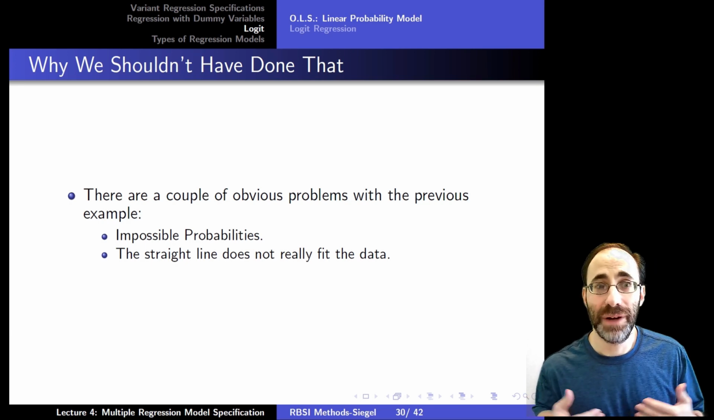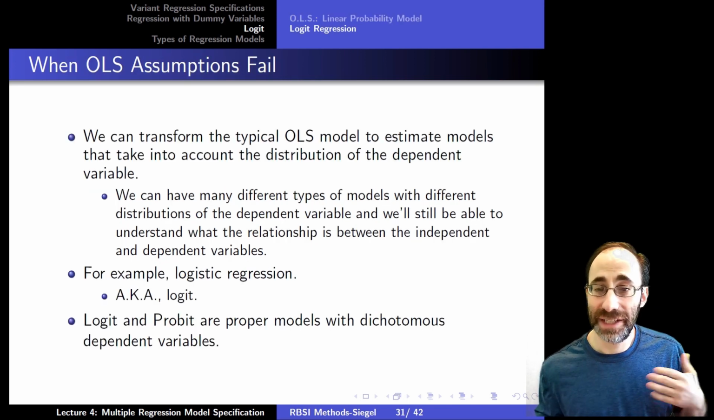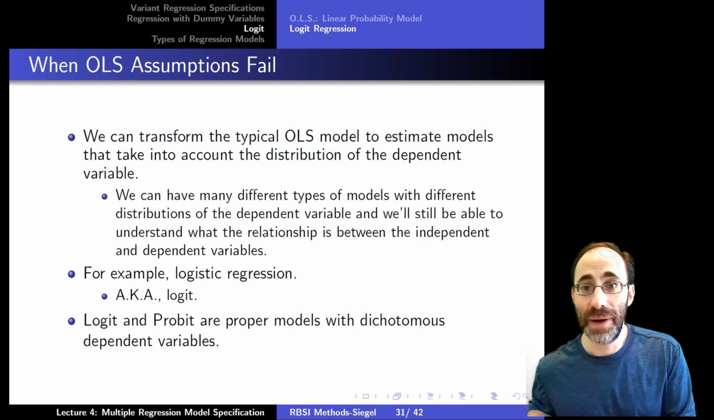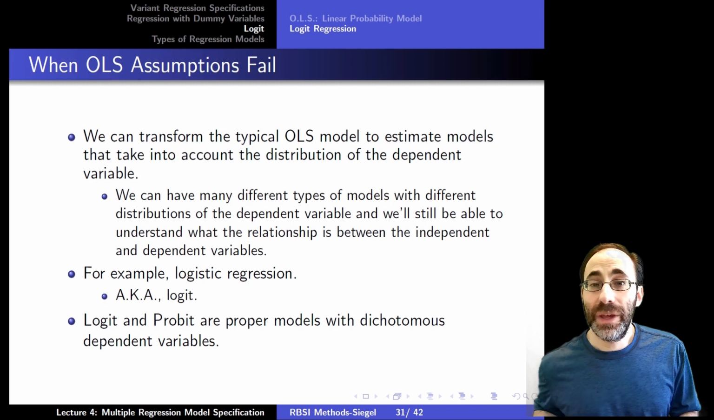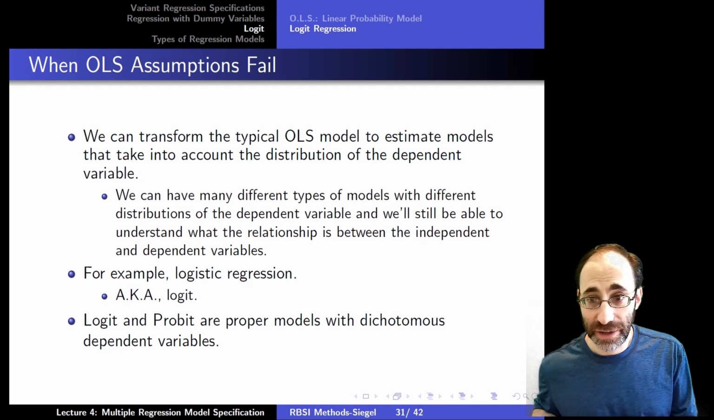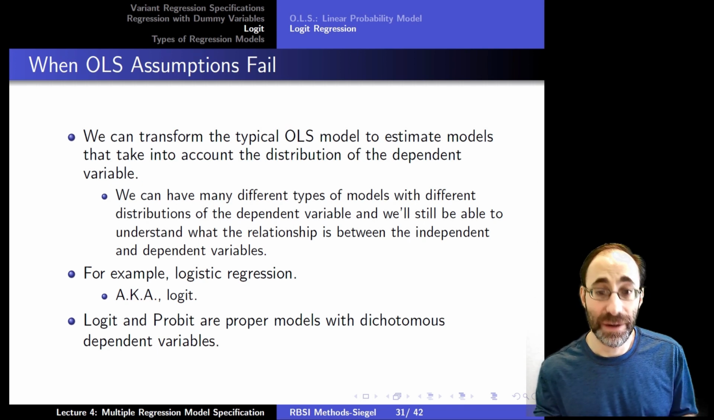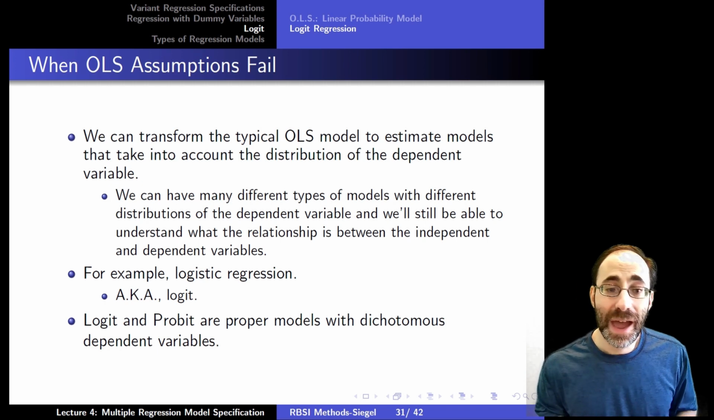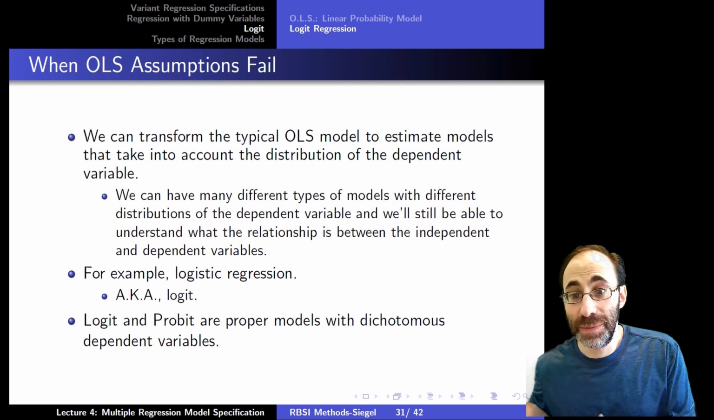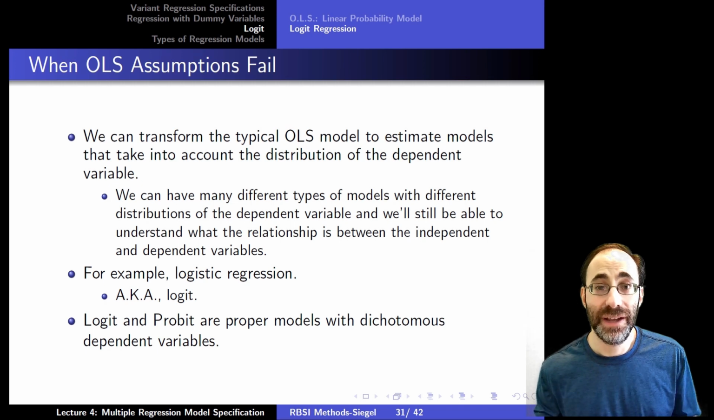That's straightforward. I don't have to bring up any complicated math, as we'll see in a second. That's your choice. As I said before, plenty of people use linear probability models for one reason: that ease of interpretation. But we can also transform the typical OLS model to estimate models that take into account different distributions of the dependent variable. And we can have many kinds of models with different distributions of the dependent variable, and we'll still be able to understand what the relationship is between the independent and dependent variables using the stuff you learned already in this course. That's key, and that's what we'll talk about in the next module, really.